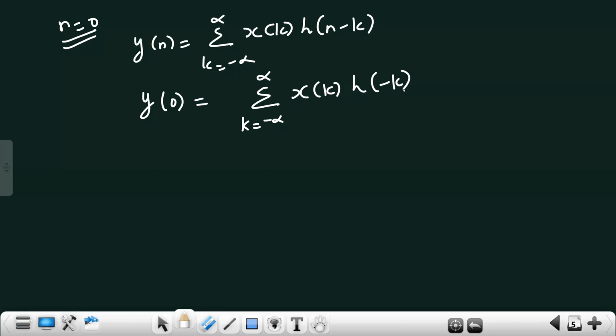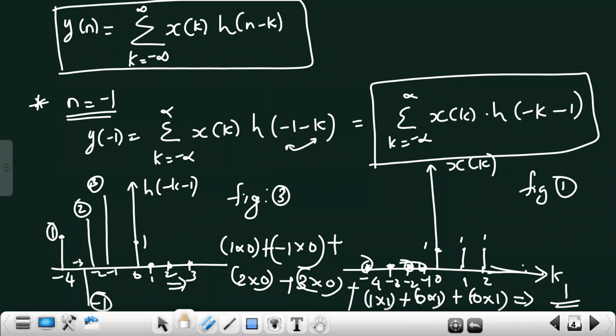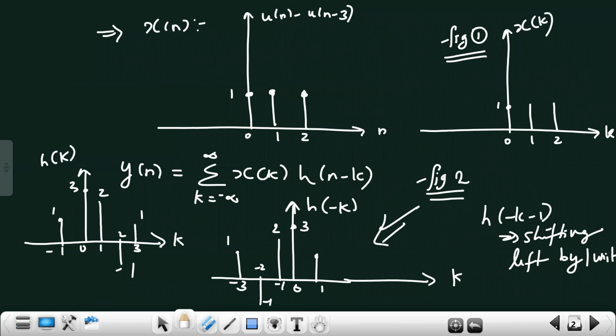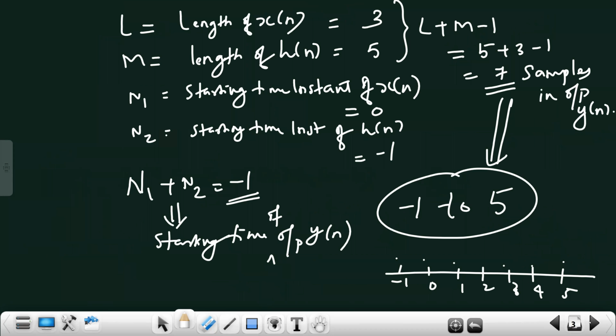Now, which two figures do we need to take? Tell me the figure numbers. Which two figures will you take? One and two. Yes, already we have figure number 2 as h of minus k, so there is no need to find that plot again. Just copy figure number 1 and figure number 2 again, and then multiply and add.